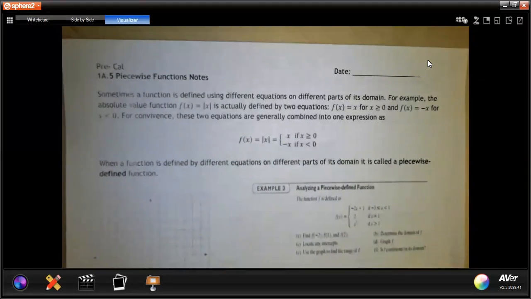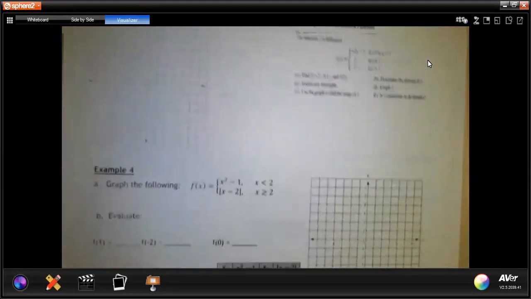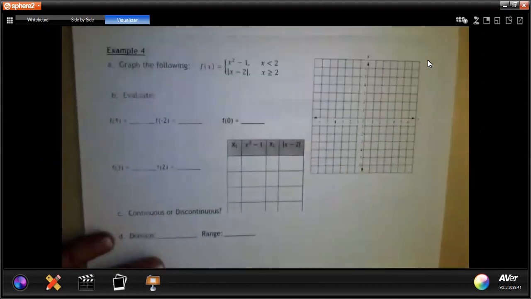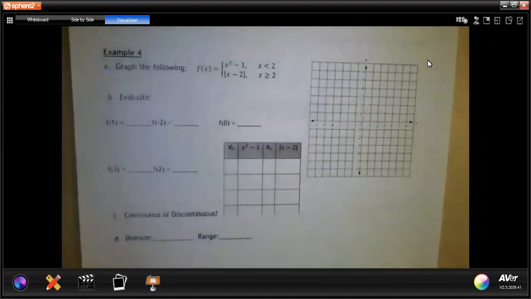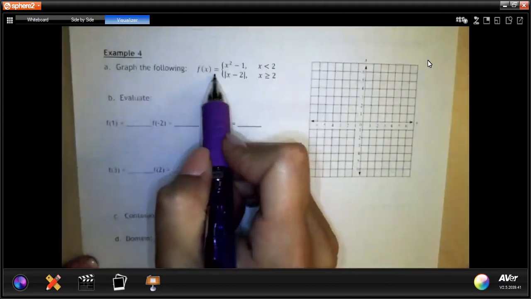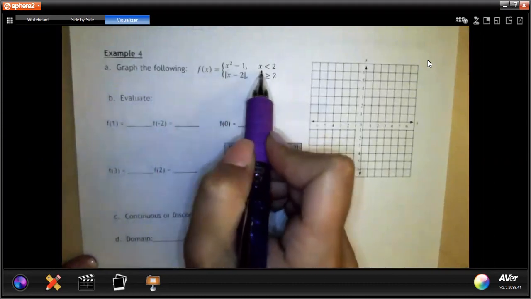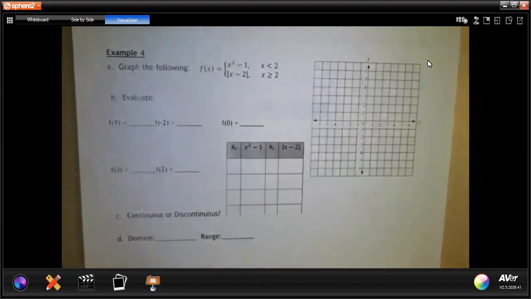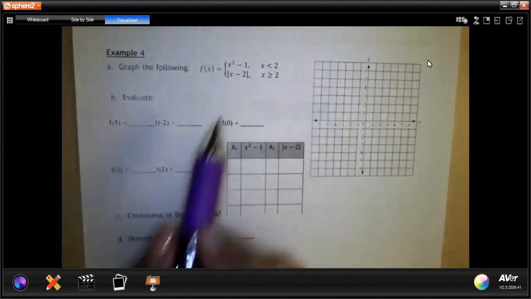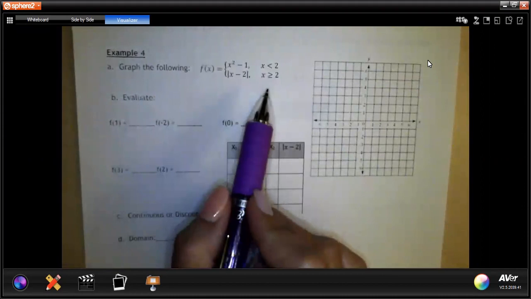When a function is defined by different equations on different parts of its domain, it is called a piecewise defined function. We're going to skip this first one because it's really hard to read that. I want to make sure you can see the equations here. So we're going to go to this one. And our piecewise given here is f of x is equal to the bracket x squared minus 1 when x is less than 2, and the absolute value of x minus 2 when x is greater than 2.